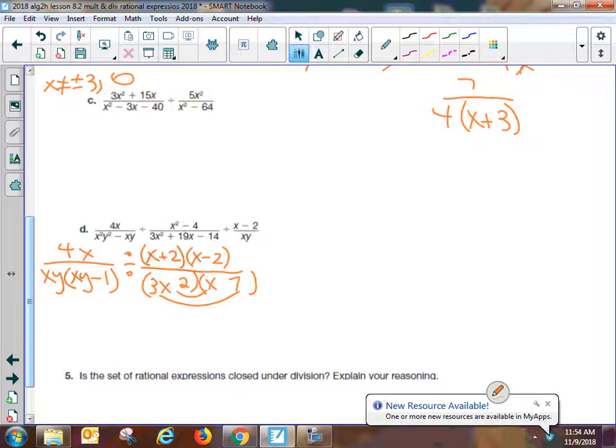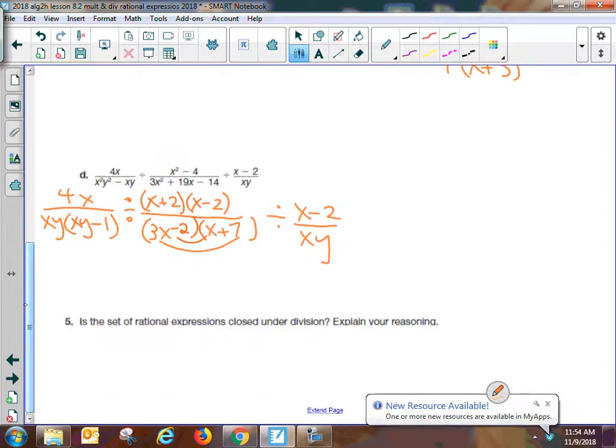So 3 times 7 is 21, so that would give us a 21x, minus 2x is 19x. And then last, there's nothing to do here. I'm just going to rewrite it. Anybody have a question so far? Anybody?